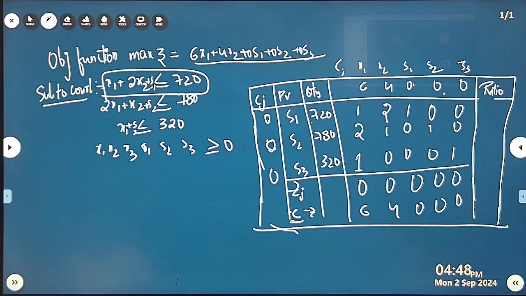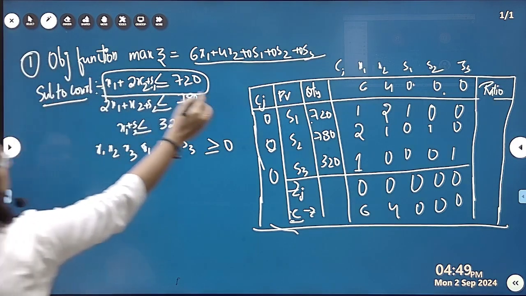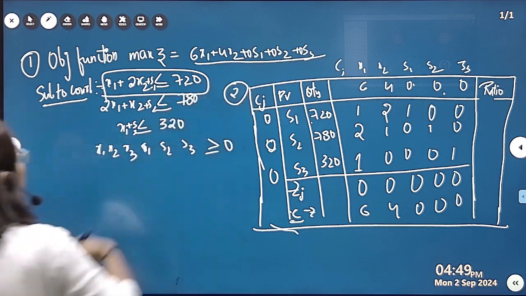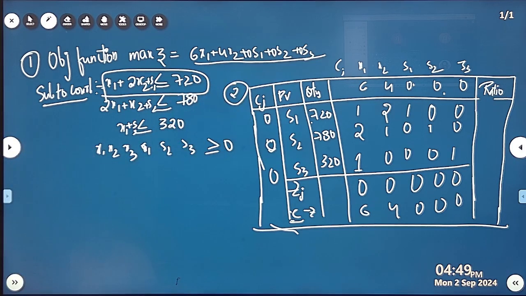This is function number 1 and this is 2. This is 1 and this is 2. Like point 1, point 2. Write down the point 3.